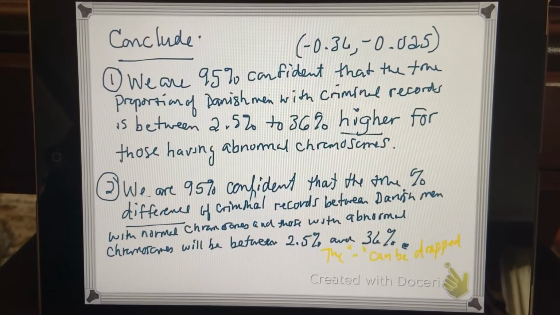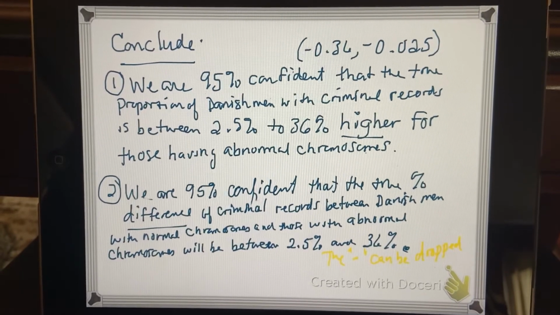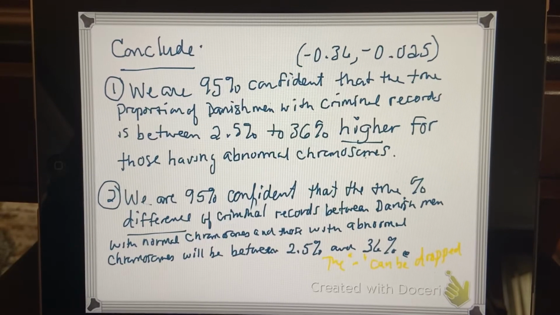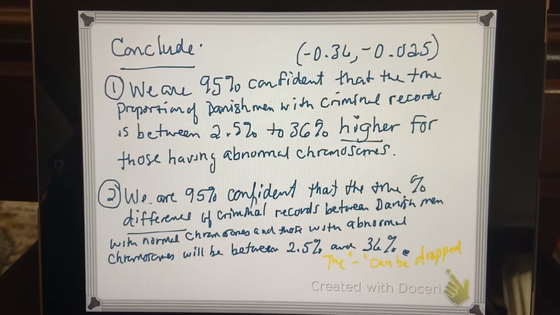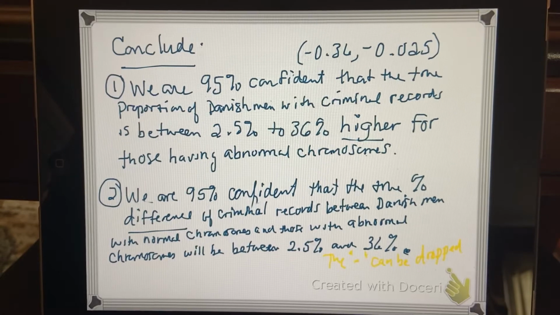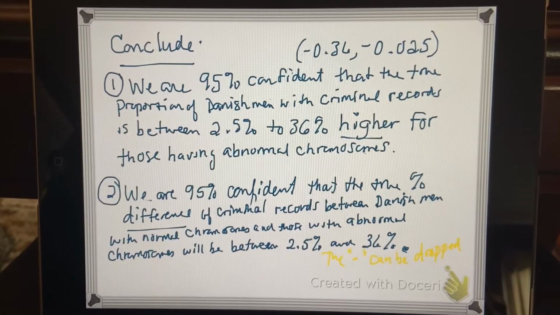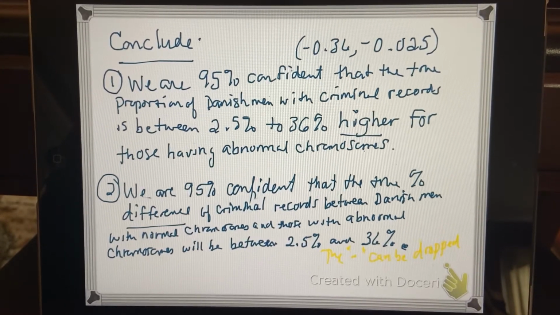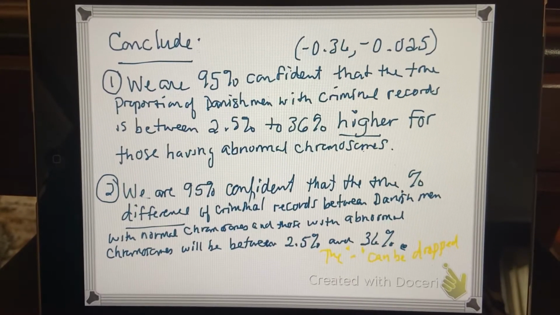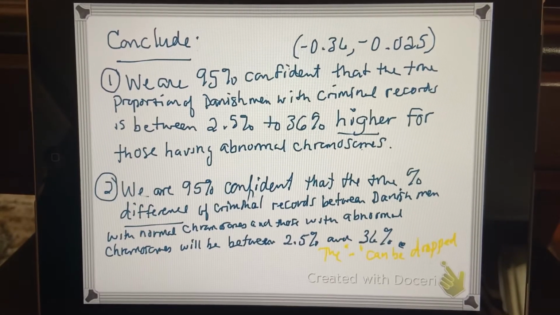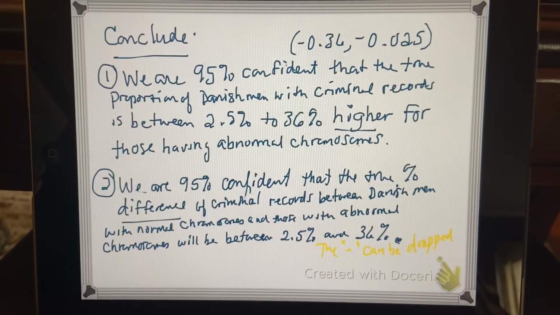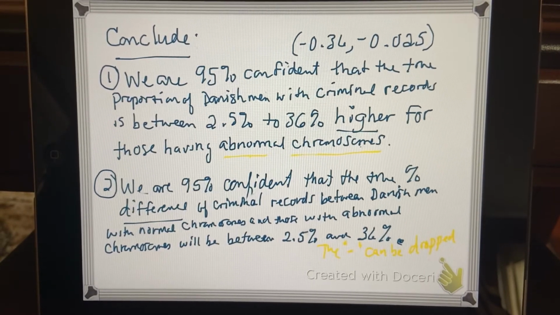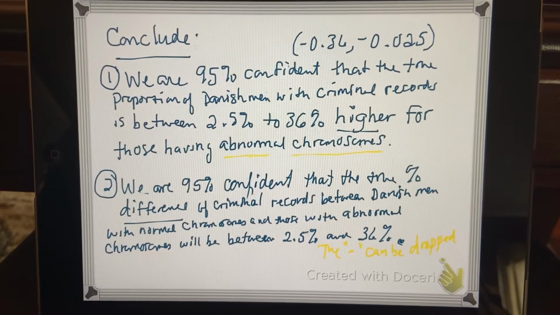And so when I word the answer to the question or the context, I'm going to kind of lean it more toward abnormal chromosomes. So we are 95% confident that the true proportion of Danish men with criminal records is between 2.5% to 36% higher for those having abnormal chromosomes. So I just dropped the negative sign and I just worded the context in favor of the abnormal because he dominates my negative. He's dominating because that's why I have a negative sign.